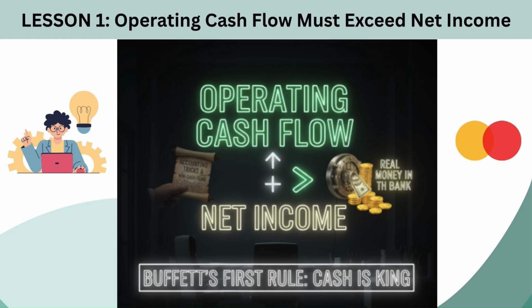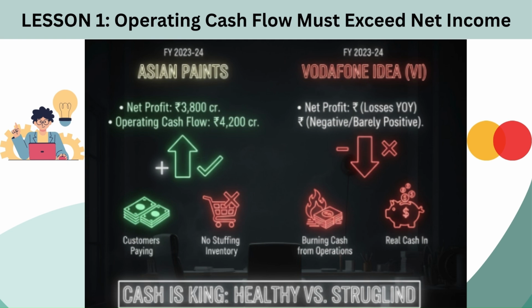Now that you understand the structure, here's Buffett's first rule. Operating cash flow should consistently exceed net income, because net income uses accounting tricks, but cash is real money. Asian Paints, FY 2023-24, shows 4,200 Indian rupees crores operating cash flow versus 3,800 crores profit, meaning customers pay on time and real cash flows in.